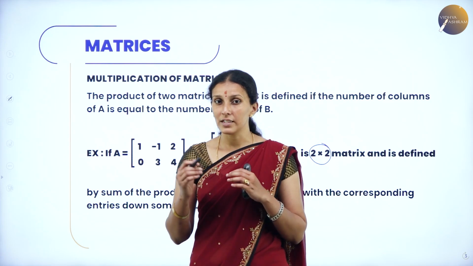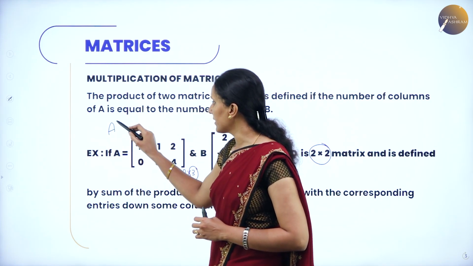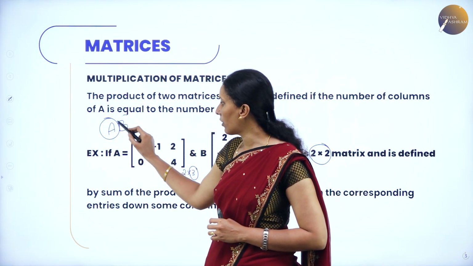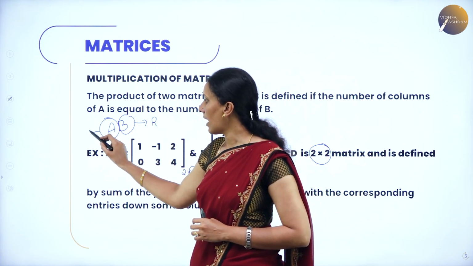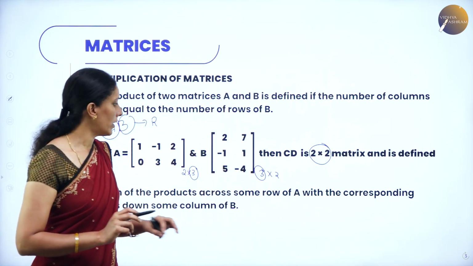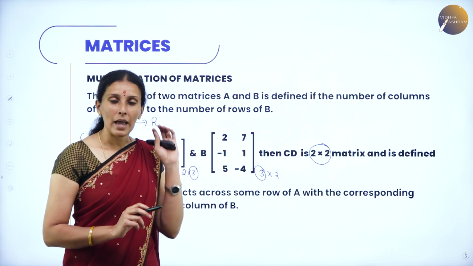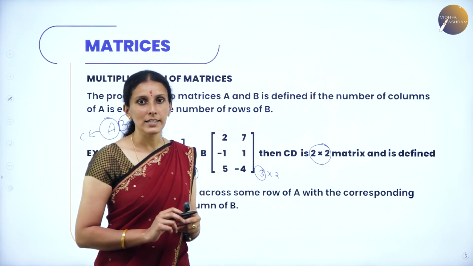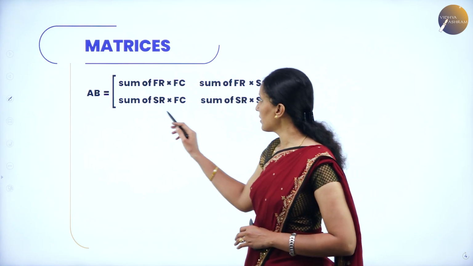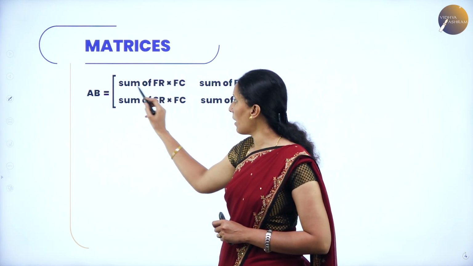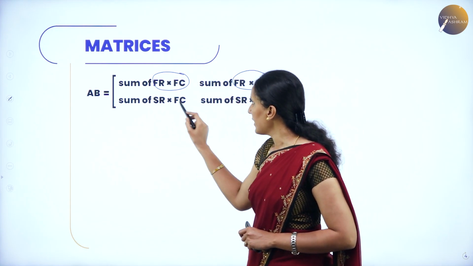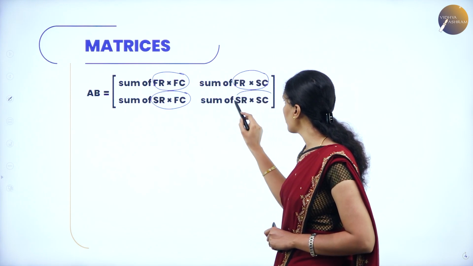So when you have two matrices A and B, the product AB is defined only when the number of columns of A is equal to the number of rows in B. And the resultant matrix will be of the order M cross N, that is M from the first matrix and N from the second matrix. Now, how to find out the product of two matrices? This is the rule we see here. So this is the sum of first row into first column, sum of first row into second column, second row into first column, and sum of second row into second column.